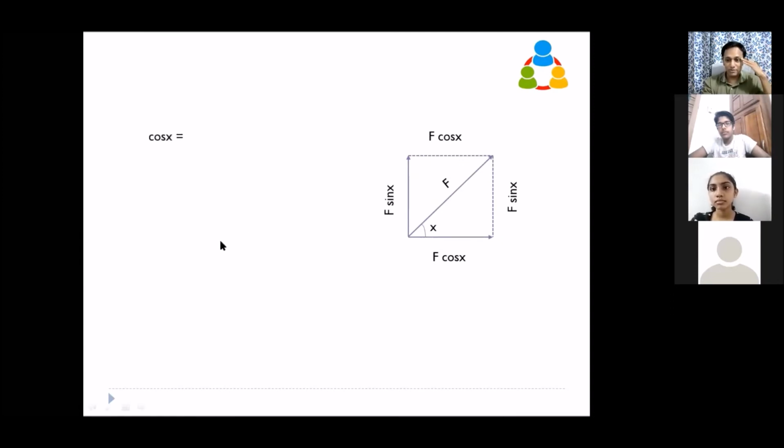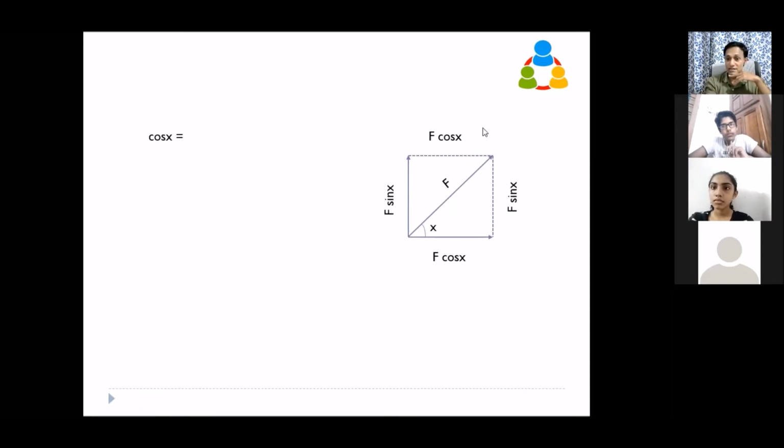So now you tell me, what is the value of cos x? Now we know if this is f, this is f cos x. I understand. So this is 100 Newton, this is 100 into cos x, some value. This might be 60 or 55, and this might be 40 or something. But if I want to know the value of cosine of this, let's assume this is 42 degrees. How will I get cos 42? How can I calculate the value?